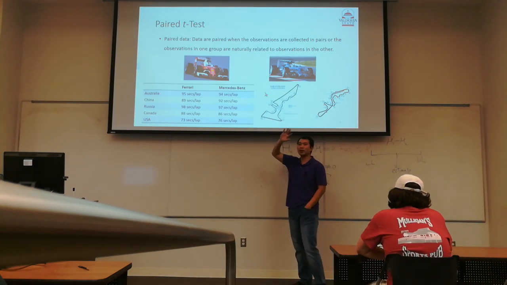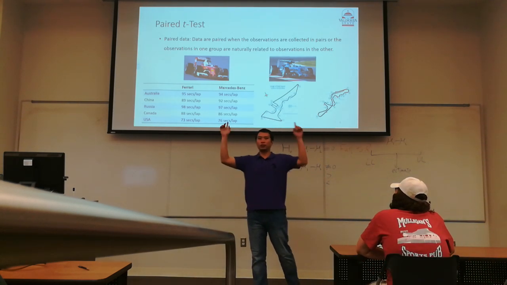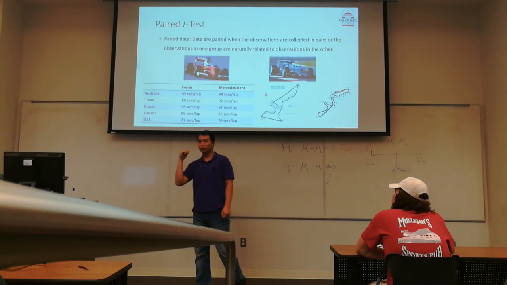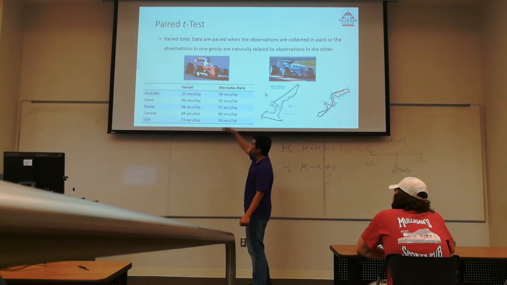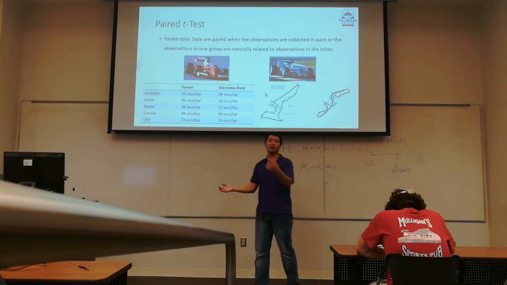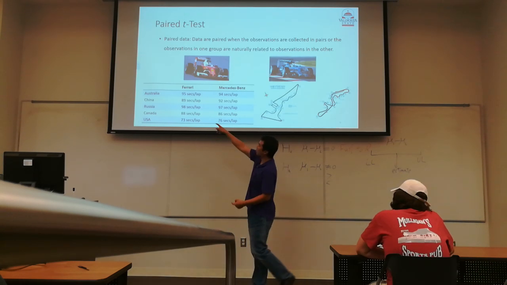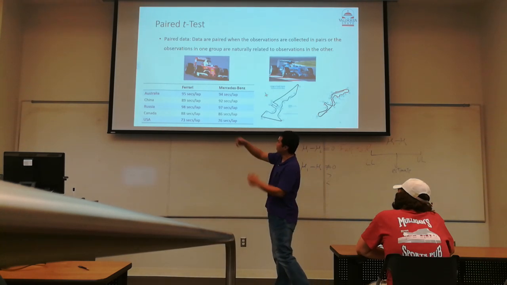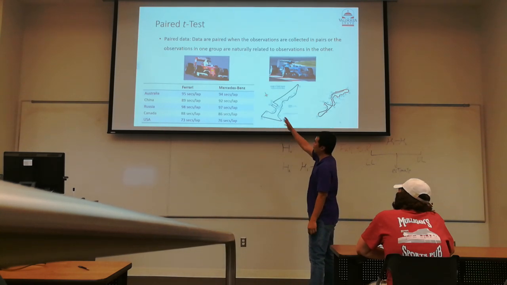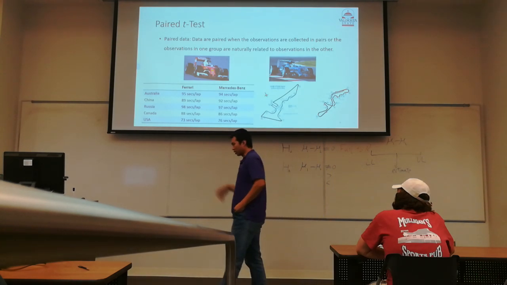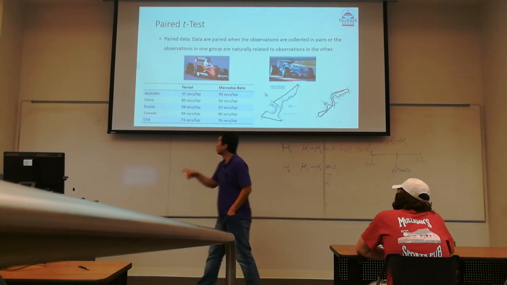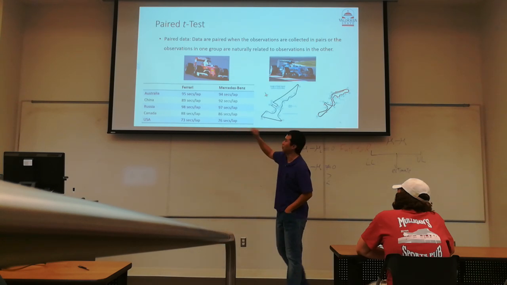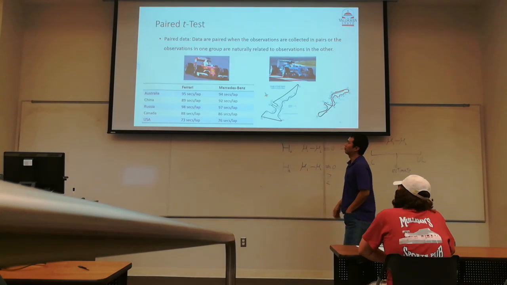If I want to compare the performance of those two race cars, I have to do the testing, I have to do the sampling in different countries, because different countries have different tracks. For example, in Australia, I collect samples: the average time per lap for Ferrari is 95, and for Mercedes 94. By the way, I made up those numbers. They are not the real numbers.